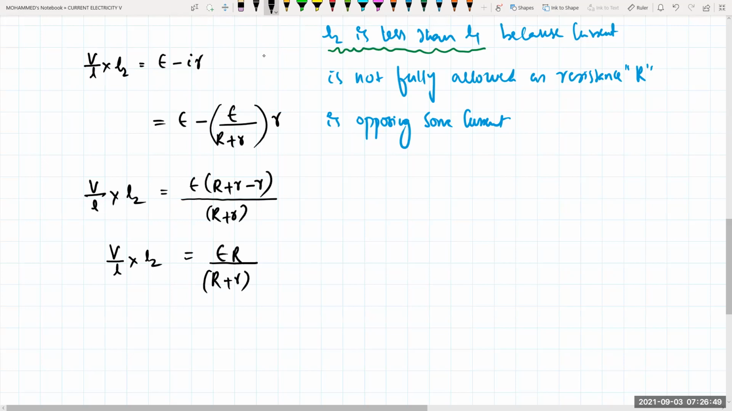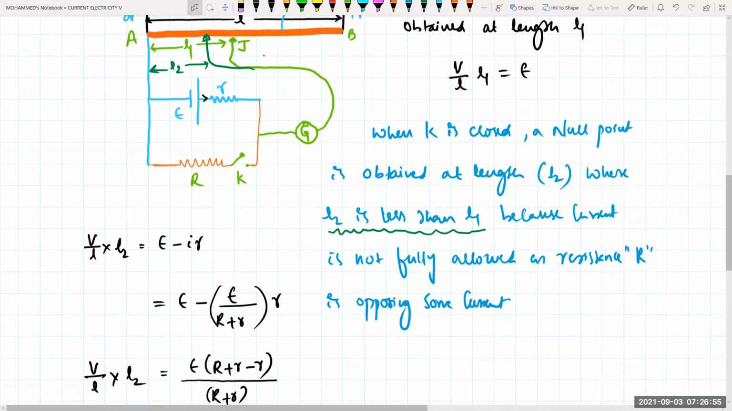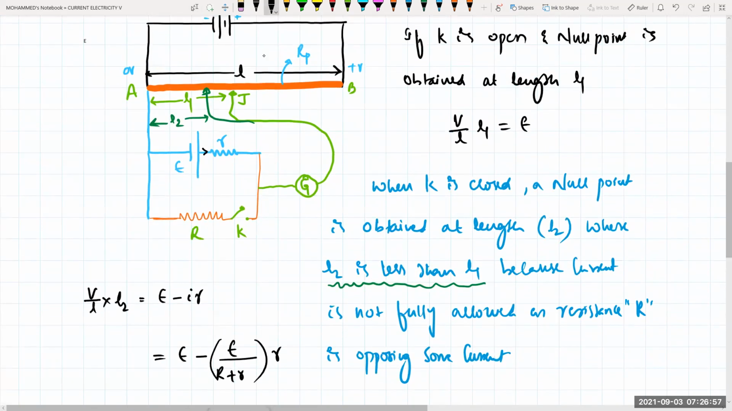Is it clear up to here, beta, this derivation? Why have I taken E minus Ir here? Because when there is a flow of current outside the battery, this will be discharging. So during the discharging of a cell, it will be E minus I into R. That is the reason I'm taking that. Is it clear, beta?